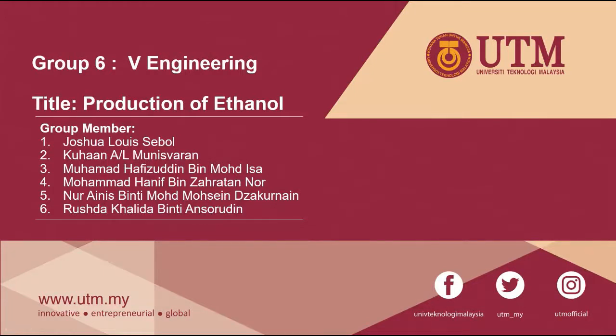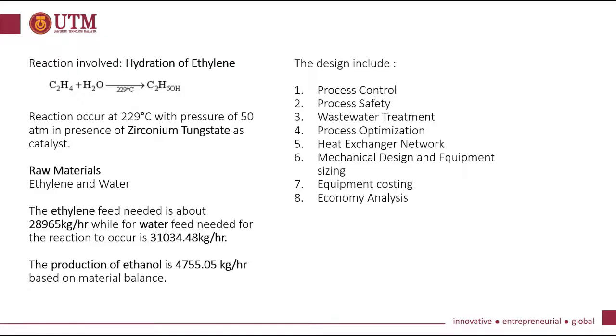We are from Group 6, which is V Engineering. We'll explain to you about the production of ethanol for our plant design project. So the reaction involved is hydration of ethylene, where the reaction occurs at 229 degrees Celsius with the pressure of 50 atm in the presence of zirconium tungsten as catalyst.